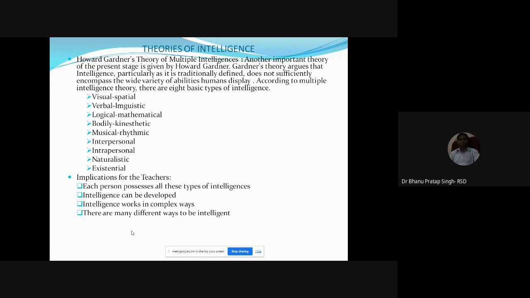Intelligence works in a complex way, and there are many different ways to be intelligent. As a teacher, we should be aware of all four important things about intelligence.